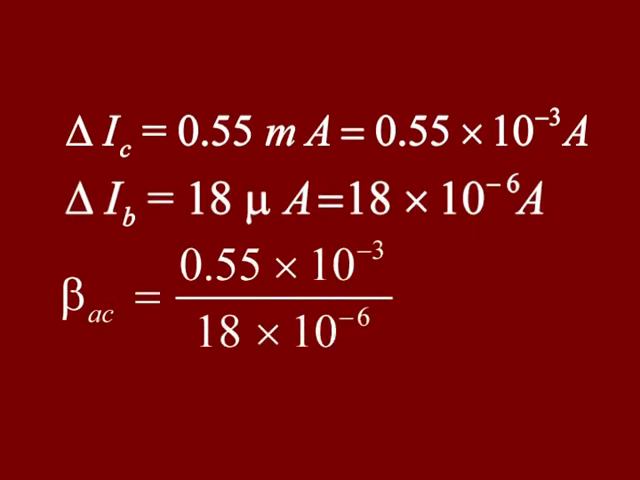Also, beta AC is equal to delta IC upon delta IB. We substitute their values and divide them. This gives beta AC equal to 0.55 into 10 raised to the power minus 3 upon 18 into 10 raised to the power minus 6. On dividing, this gives beta AC equal to 30.55.